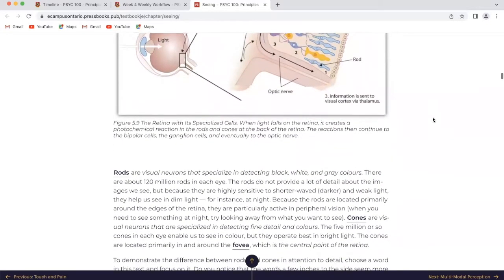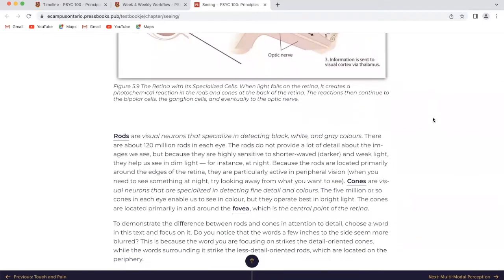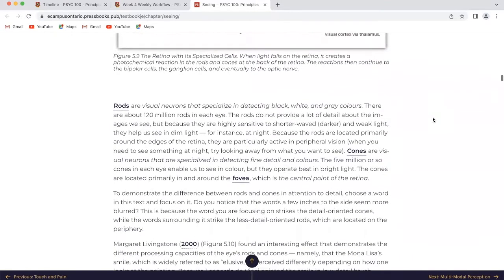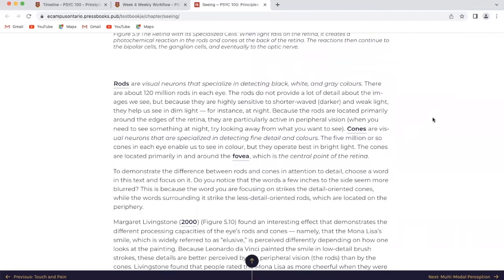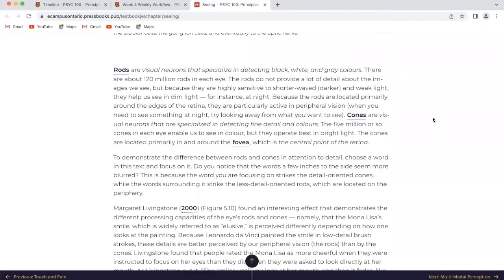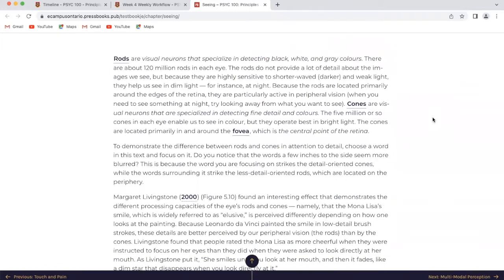Rods are visual neurons that specialize in detecting black, white, and gray colors. There are about 120 million rods in each eye. The rods do not provide a lot of detail about the images we see, but because they are highly sensitive to shorter waved, darker, and weak light, they help us see in dim light, for instance at night. Because the rods are located primarily around the edges of the retina, they are particularly active in peripheral vision.